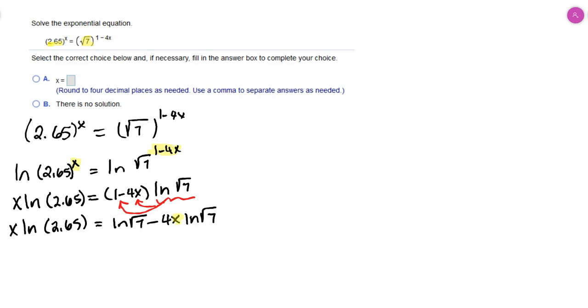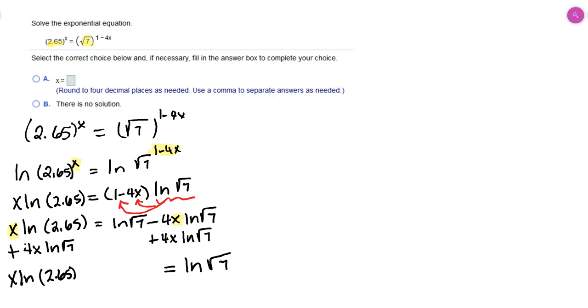So now I notice that I've got an x in this term and an x in this term. In order to get x by itself, I need to have all the x's together first. So I want to move this term, negative 4x natural log square root 7, to the other side of the equation. So I'm adding that to both sides. So it cancels out from the right-hand side. The only thing left on the right will be natural log square root of 7. And on the left, these are not like terms, so I'm not able to combine them together. So I'm just going to write it down. x natural log of 2.65 plus 4x natural log square root of 7.